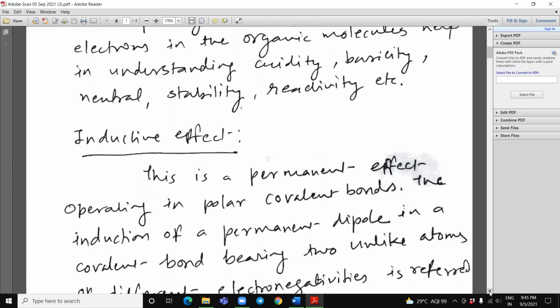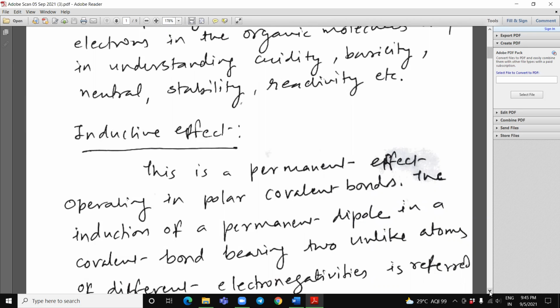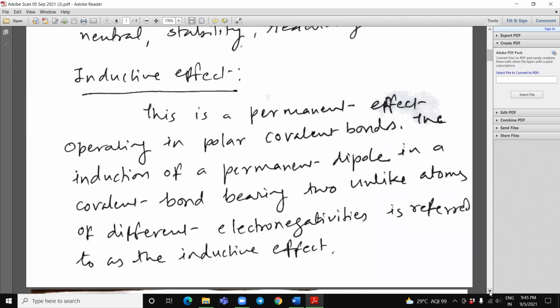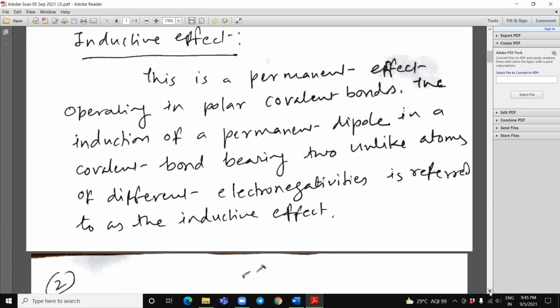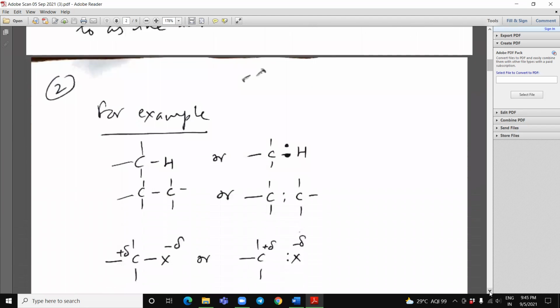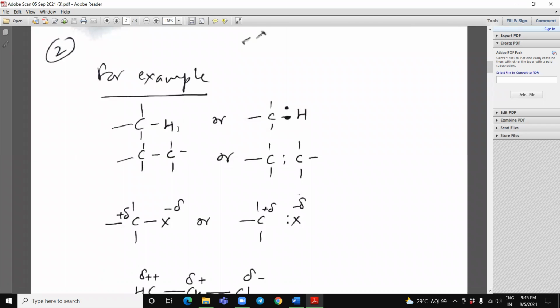Inductive effect. This is a permanent effect operating in polar covalent bonds. The induction of a permanent dipole in a covalent bond bearing two unlike atoms of different electronegativities is referred to as the inductive effect. For example, here carbon and hydrogen also have different electronegativity. So it is a polarity.